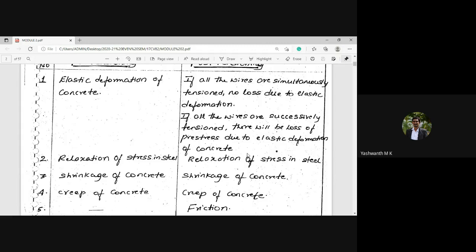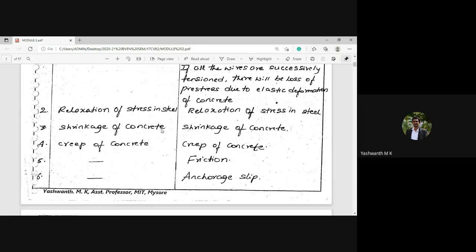Next is relaxation of stress in steel. Whatever losses were there in pre-tensioning, here also the same thing. The relaxation of stress in steel is going to happen, and how it happens I'm going to explain next. Next, shrinkage of concrete, same thing. Creep of concrete, same thing.